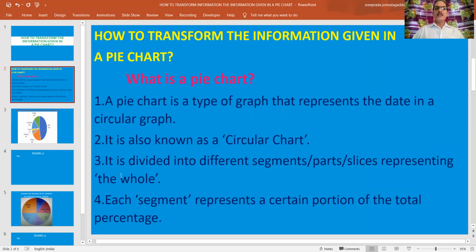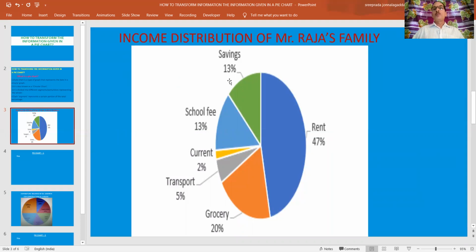Each segment, that means each part in a pie chart, shows or gives information about a portion of the total percentage. So if you count the different percentages given in each segment, they come to a total of 100. That means the different percentages shown in these different segments come to a total of 100. That is what we have to understand.